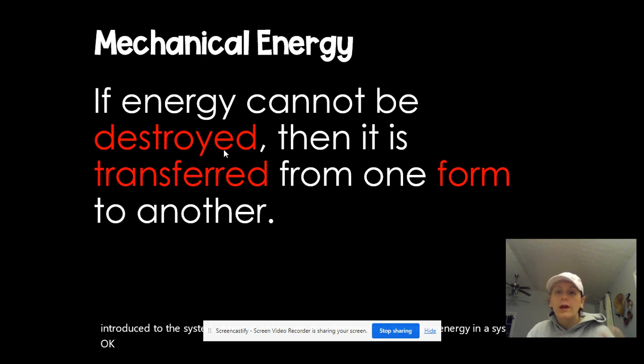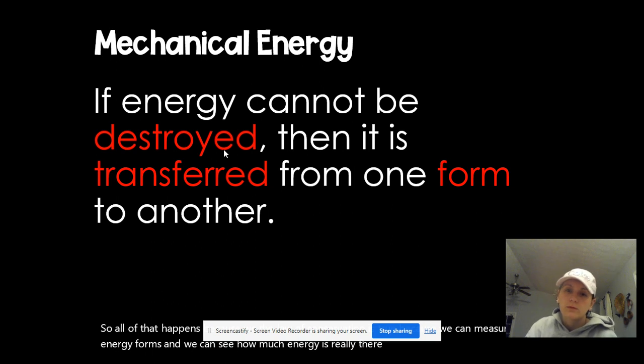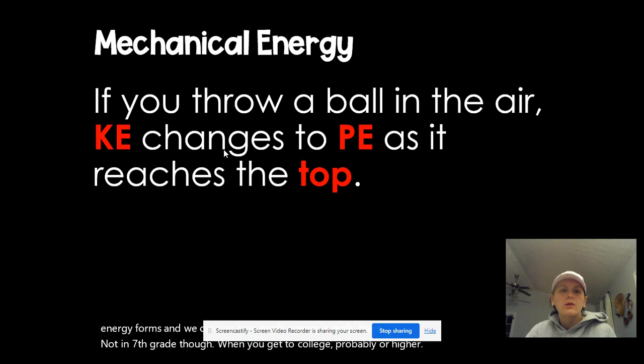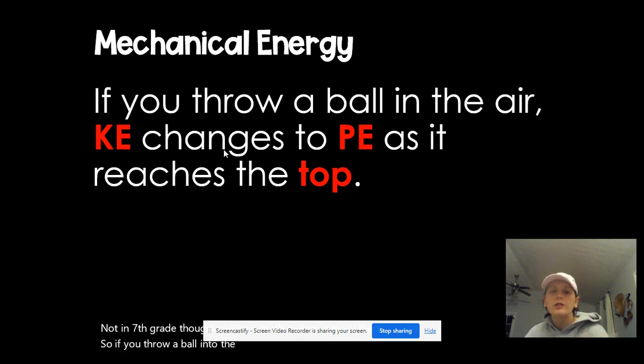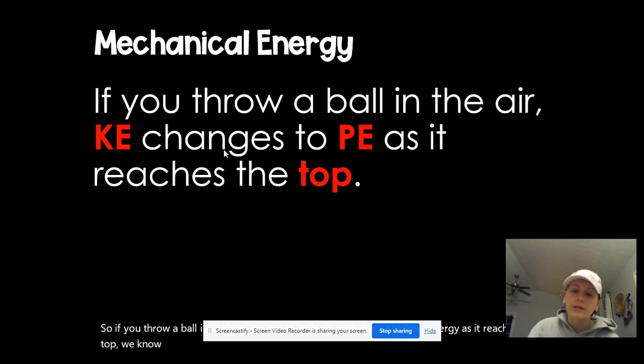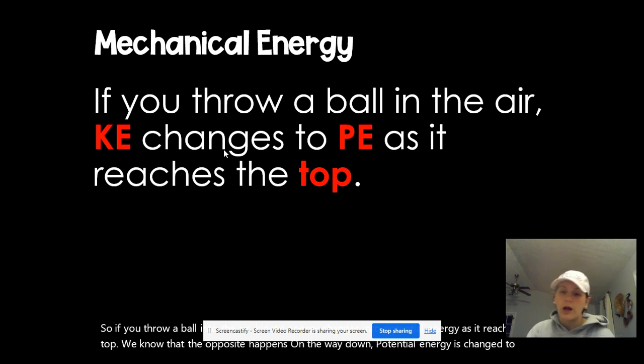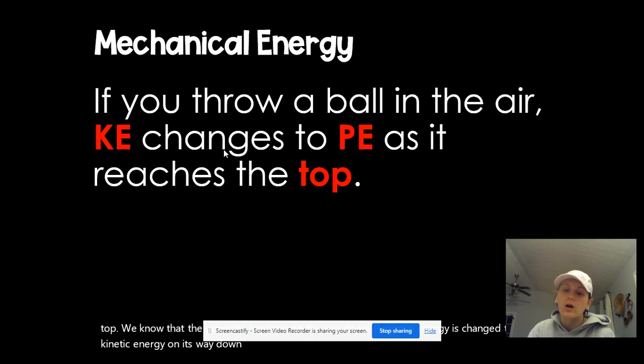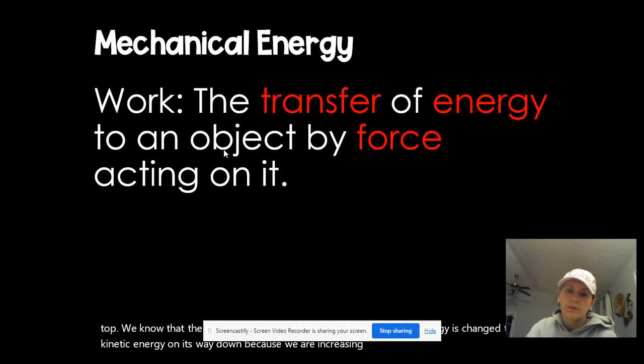All of that happens because the law of conservation is true, because we can measure these energy forms and see how much energy is really there. Not in seventh grade though, when you get to college probably or higher. If you throw a ball into the air, kinetic energy changes into potential energy as it reaches the top. The opposite happens on the way down. Potential energy is changed to kinetic energy on its way down because we are increasing our speed.